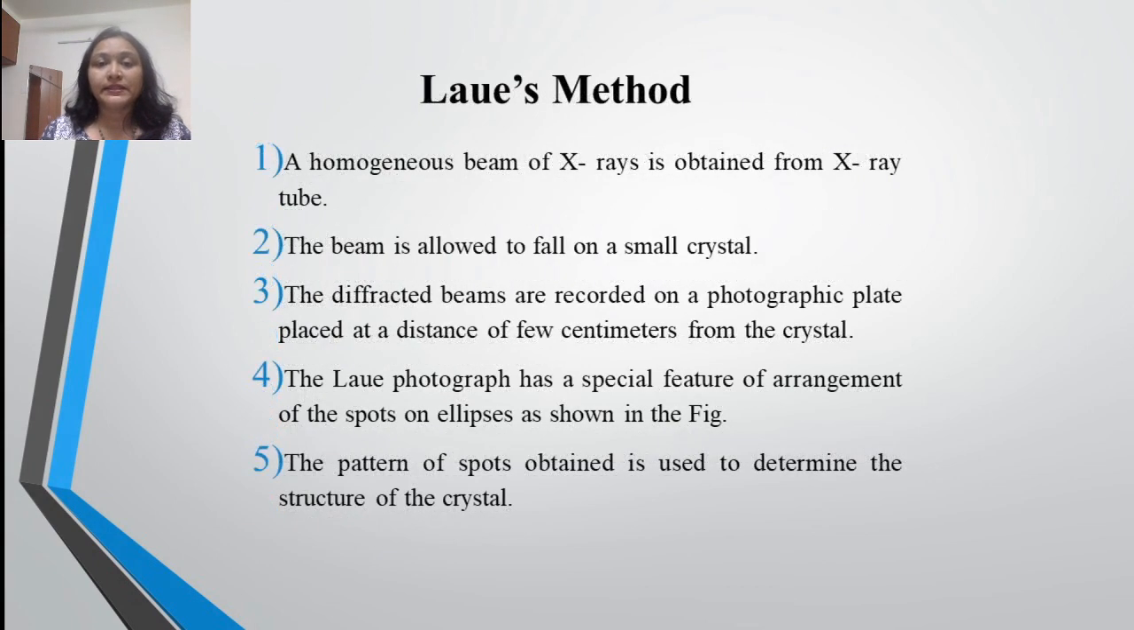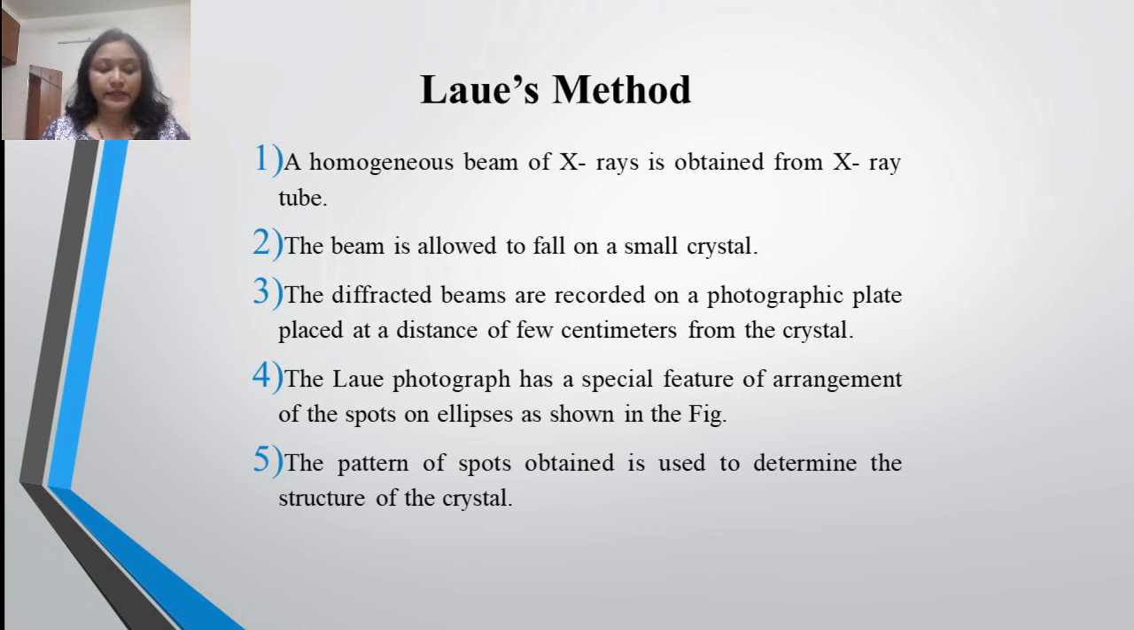The second method, which was given by Laue, is Laue's method. Here, a homogeneous beam of X-rays is obtained first from the X-ray tube and allowed to pass through slits in order to get a sharp beam. Then the sharp beam is allowed to fall on a single crystal of the substance under study. For detection of the rays coming out of the crystal, a photographic plate is used. It is placed on the outer side of the crystal.